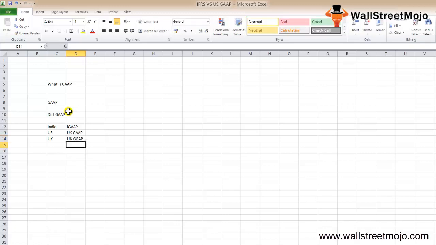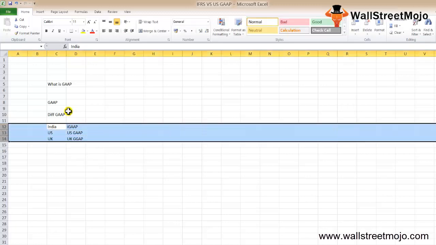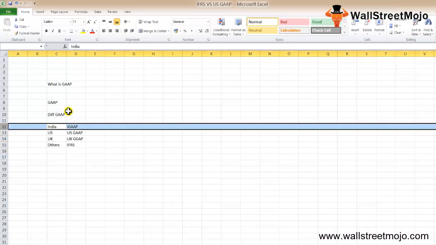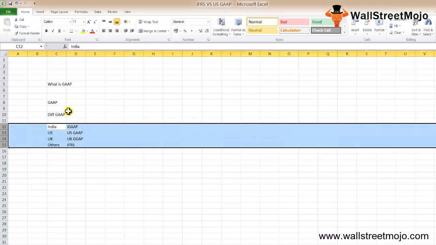This is just an example, and the other countries use IFRS in general. So I'll write for others over here. So why do they use different GAAP? See, why do accountants in different jurisdictions use different reporting languages or GAAP?